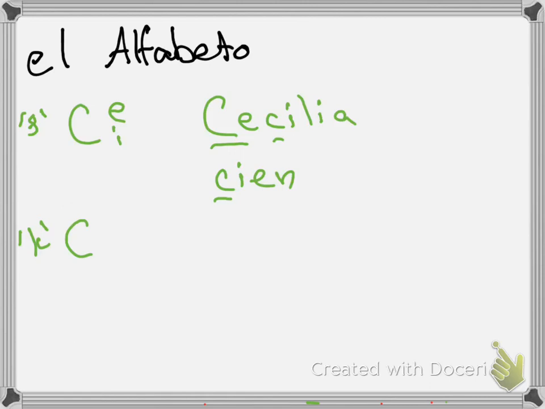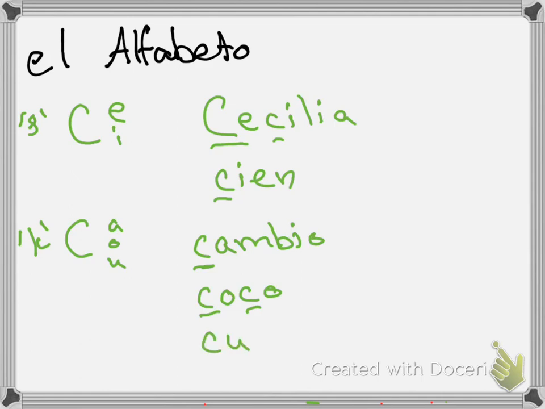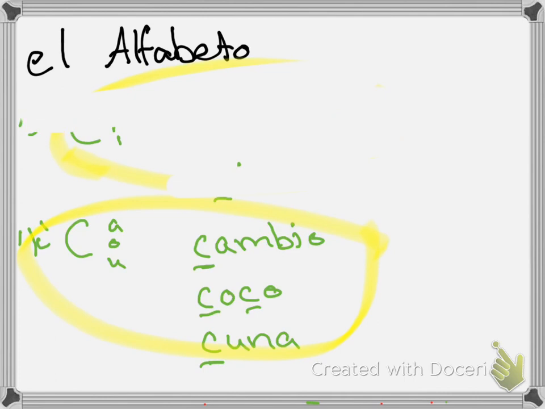However, if I have a C followed by a consonant like an R or an L, or a vowel such as A, O, or U, then I'm going to have my hard K sound. Por ejemplo, cambio, which means change. Or the fruit coconut, coco, el coco. Or a crib, which is a cuna. So soft S, hard K.